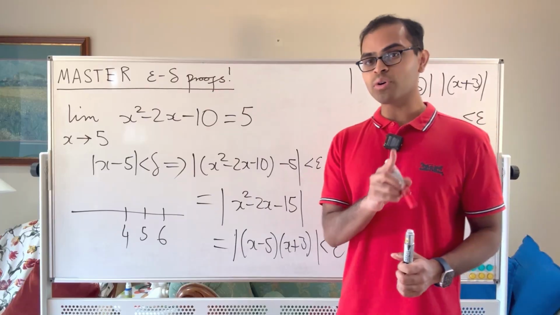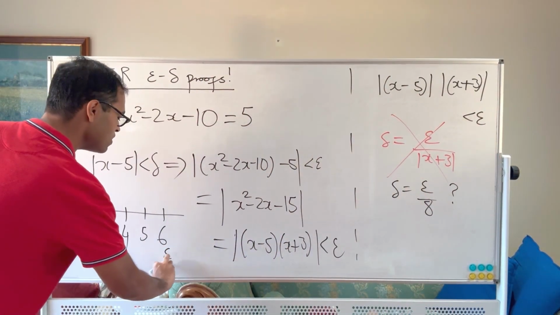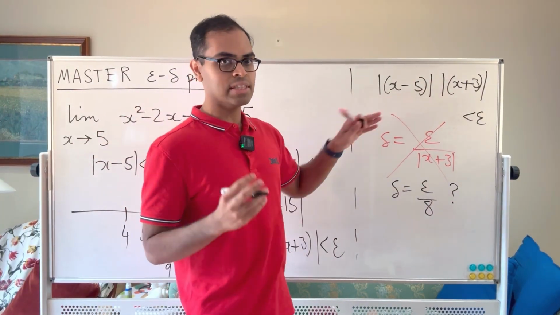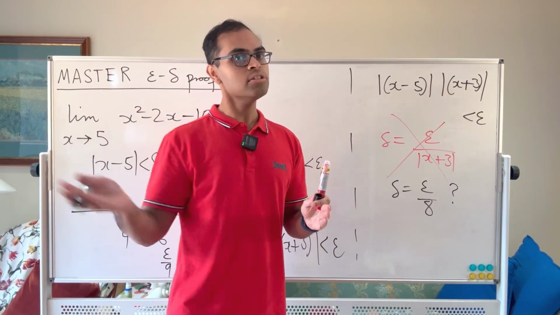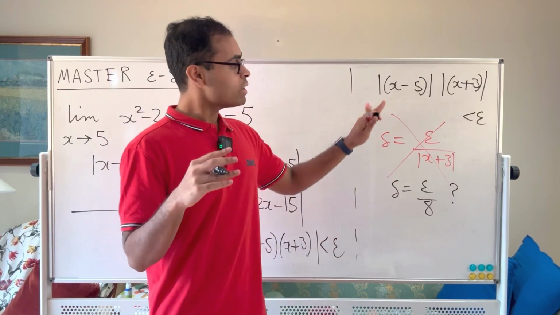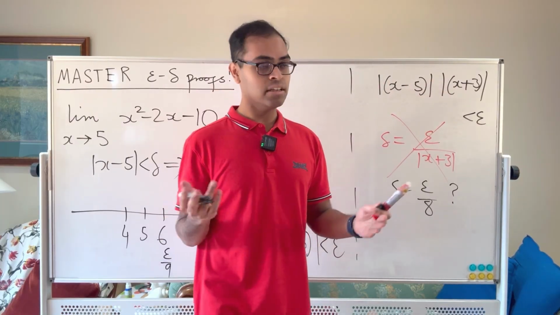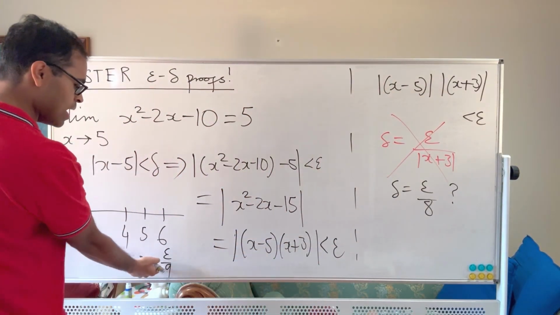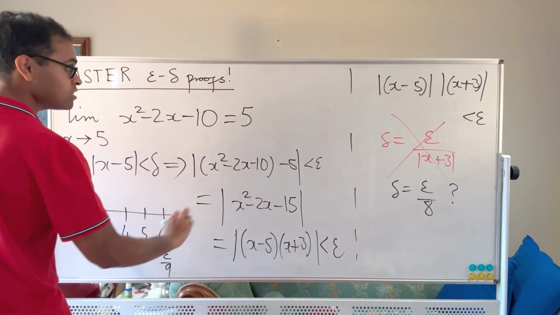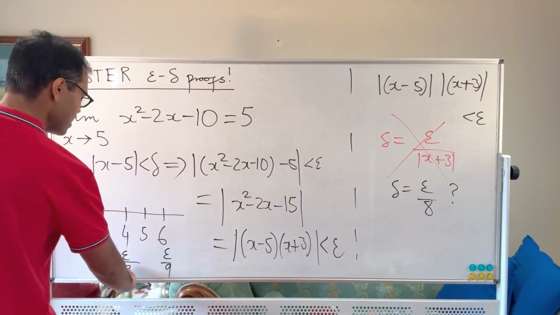So as our x approaches 6, our delta should be epsilon over 9 to ensure that if the absolute value of x minus 5 is less than delta, but also x is close to 6. Okay, let's say we don't know anything about delta. Delta could be large. But when x is close to 6, then our x plus 3 is going to be close to 9. So our delta should be epsilon over 9 there. But as our x gets close to 4, our x plus 3 is going to get close to 7. So our delta will be epsilon over 7 here.